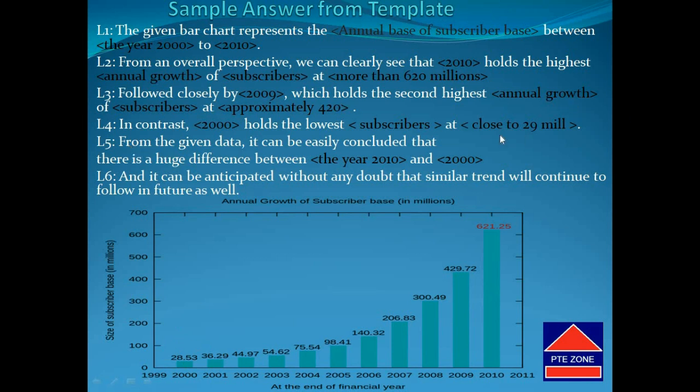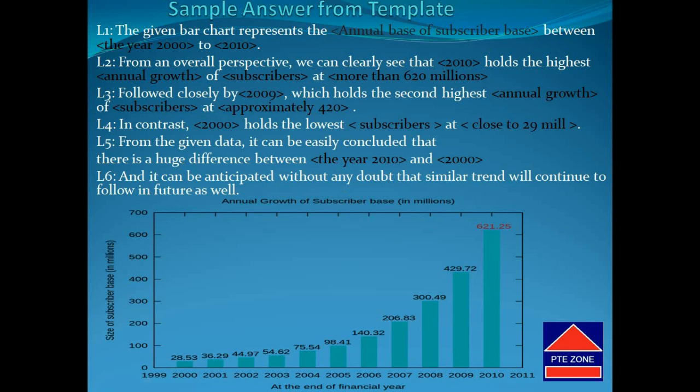Now last two lines are extremely easy. So whenever I said this, after this I will say, from the given data, it can be easily concluded that there is a huge difference between the year 2010 and 2000, and it can be anticipated without any doubt that similar trend will continue to follow in future as well. That's it. So it will be extremely smooth, right?